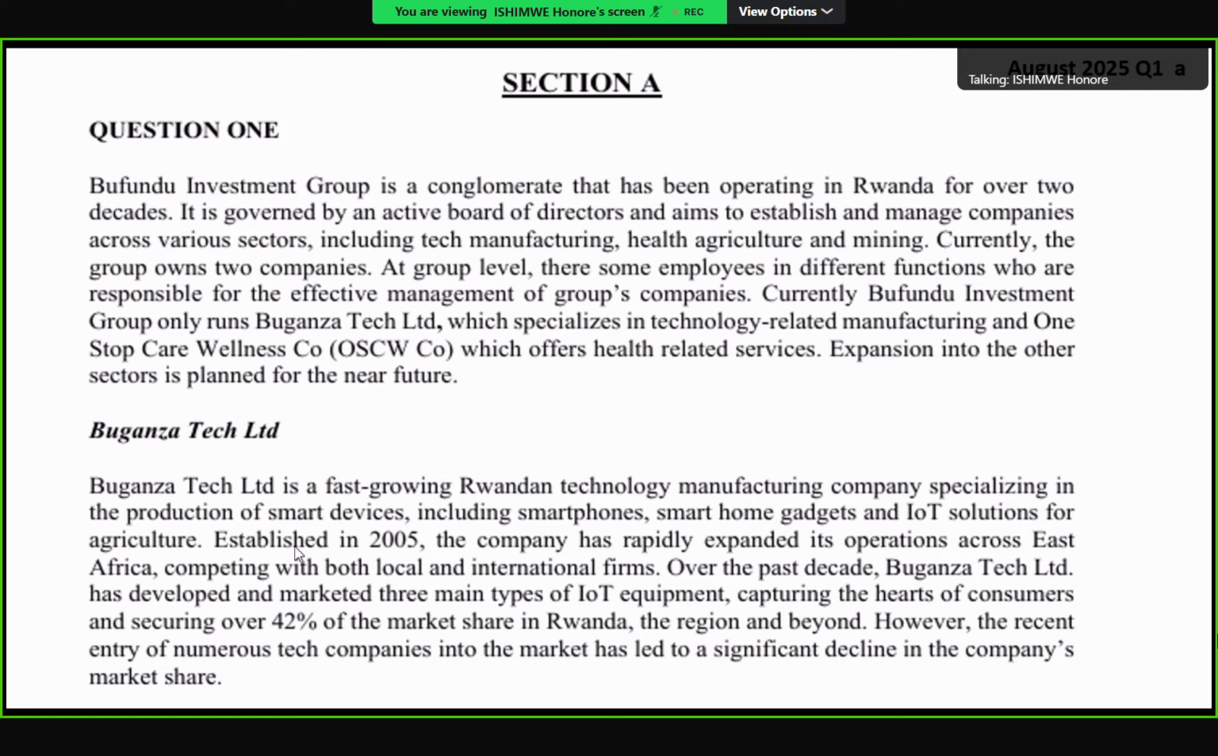Organza Tech Limited is a fast-growing Rwandan technology manufacturing company specializing in the production of smart devices, including smartphones, smart home gadgets, and IoT solutions for agriculture. Established in 2005, the company has rapidly expanded its operations across East Africa, competing with both local and international firms.